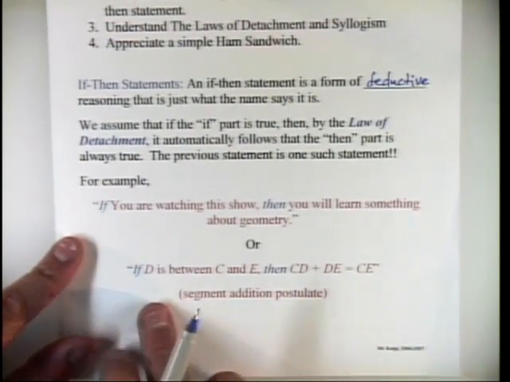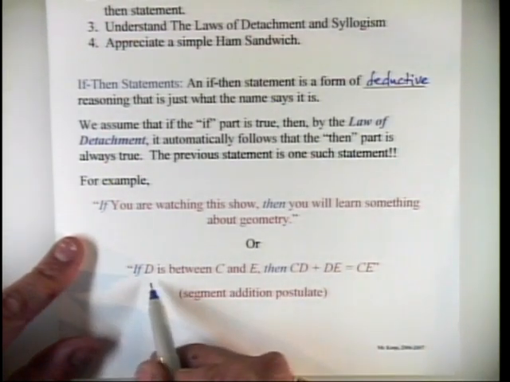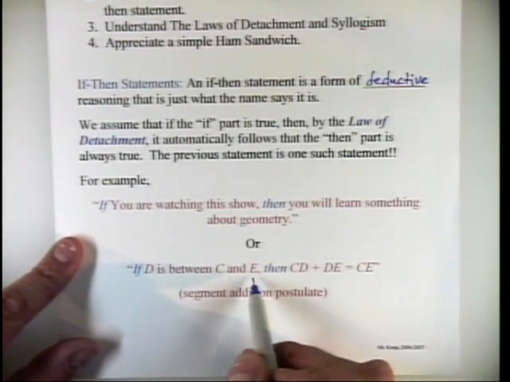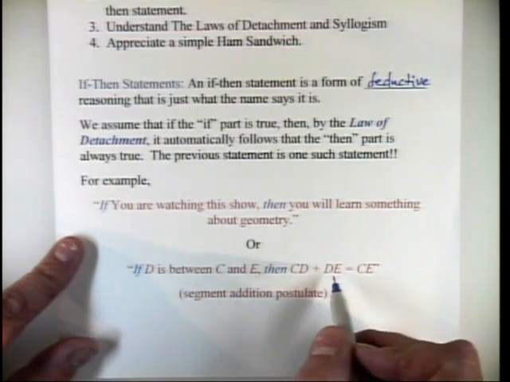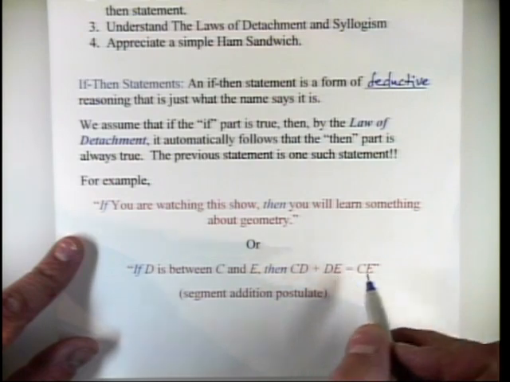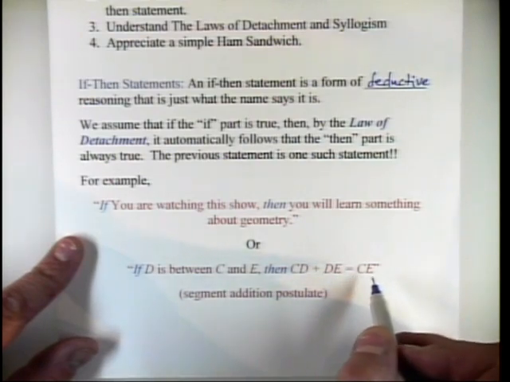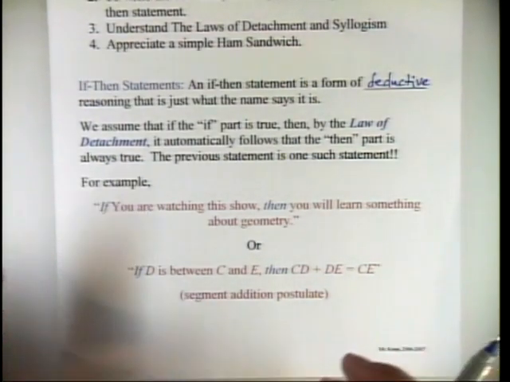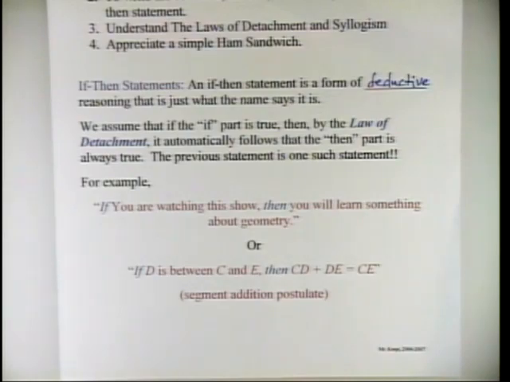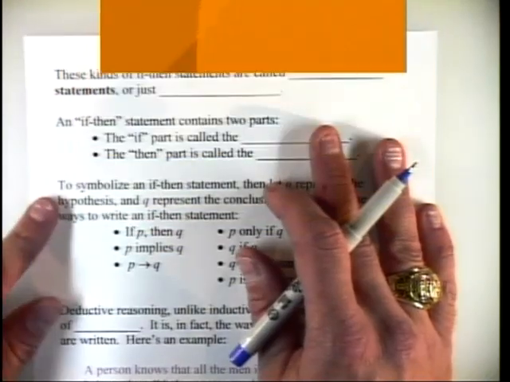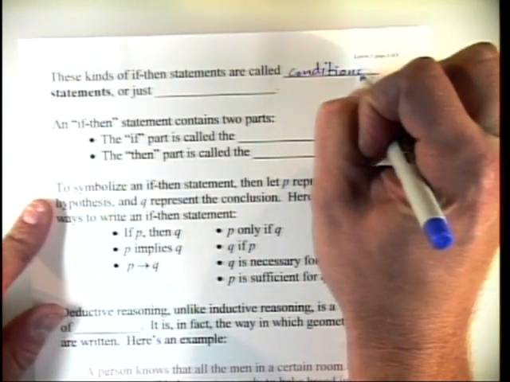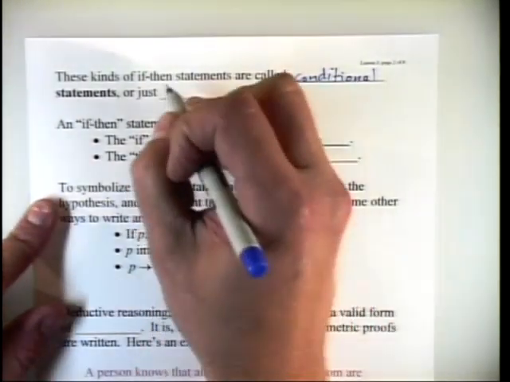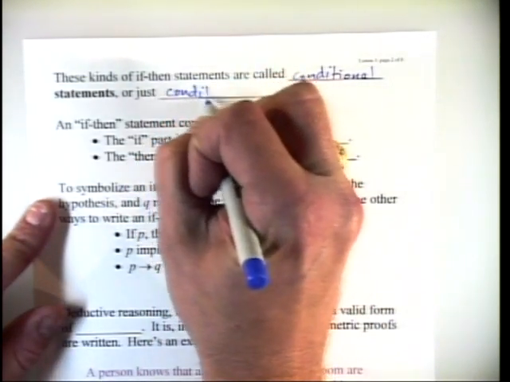Now, in terms of geometry, we can look at this example. If point D is between point C and point E, then we know the measure of segment CD plus the measure of segment DE has to equal the measure of segment CE. That was from a previous show. That was the segment addition postulate. Okay, now these types of statements, we can have another name for them, they're called conditional statements, or we just abbreviate them as conditionals.